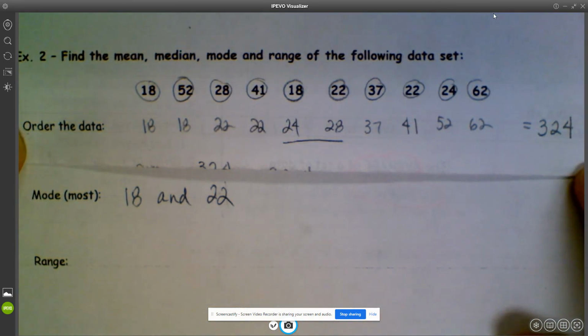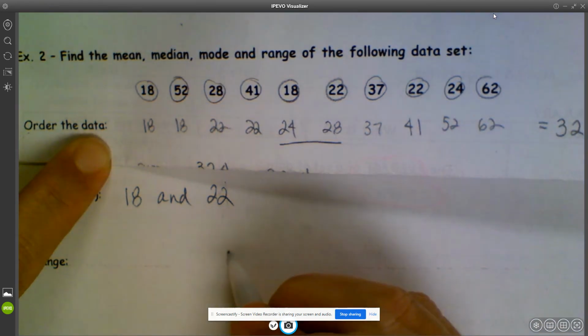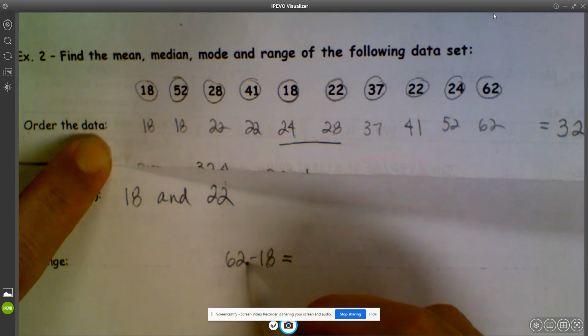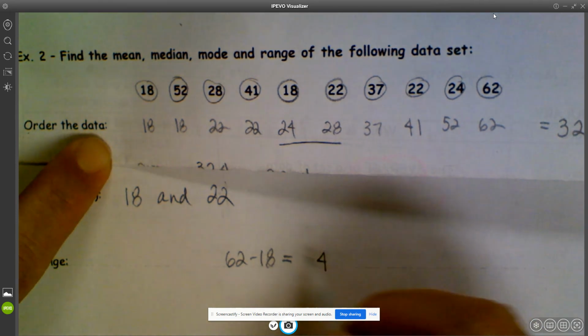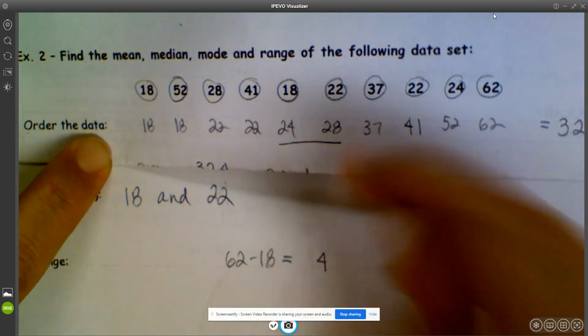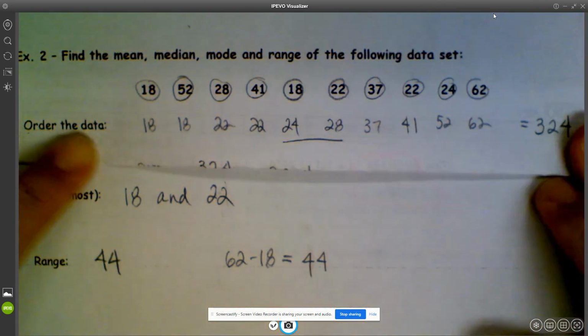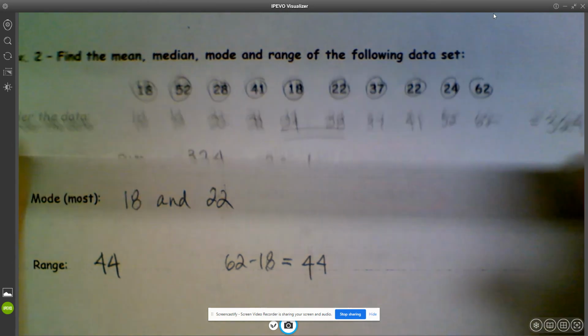And what is my range? Well, my range is my greatest number minus my least number. 12 minus 8 is 4. 5 minus 1 is 4. Good grief. So my range is 44. Okay, so there's everything you need to know.